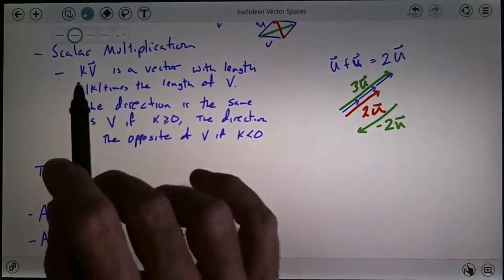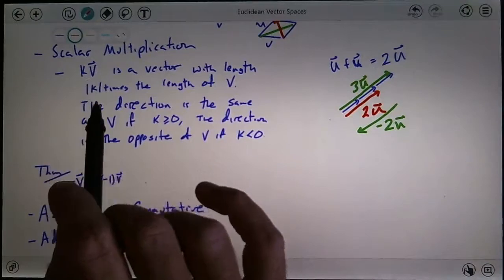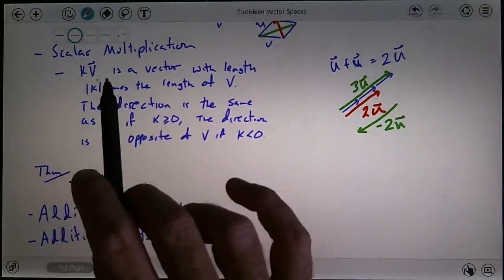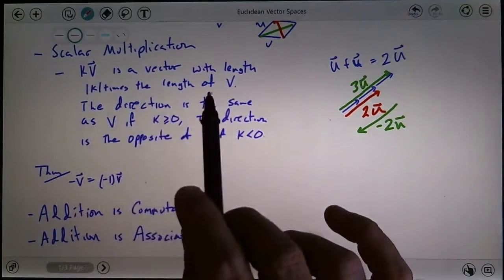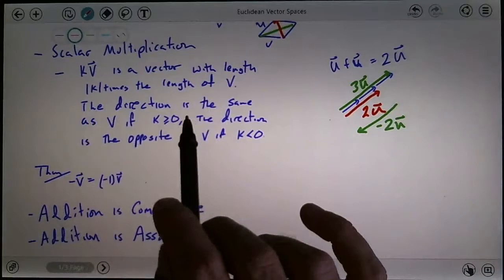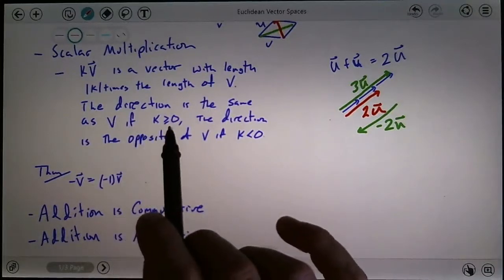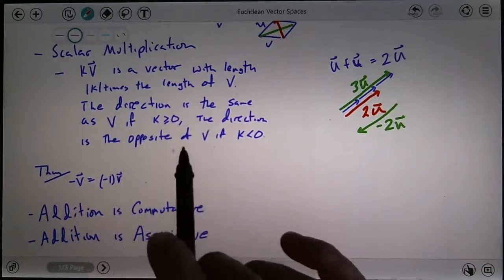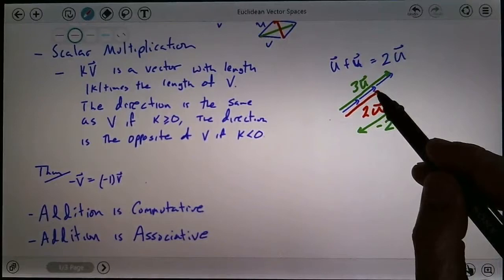So the definition here is k times v, where k is a real number and v is a vector. K times v is a vector with length absolute value of k times the length of v. So you multiply the length by the absolute value of k. And the direction is the same as v if k is greater than or equal to 0, and the direction is the opposite of v if k is less than 0. So opposite direction just means turn it around.